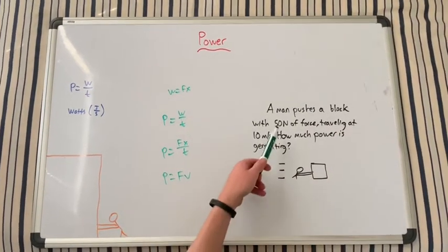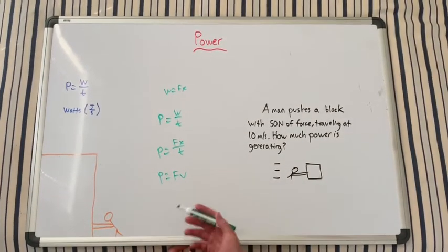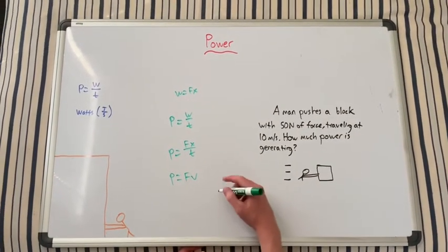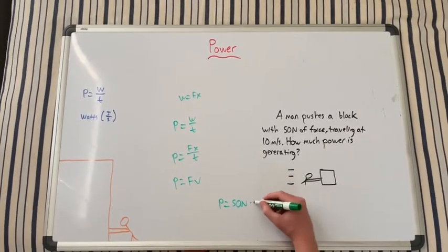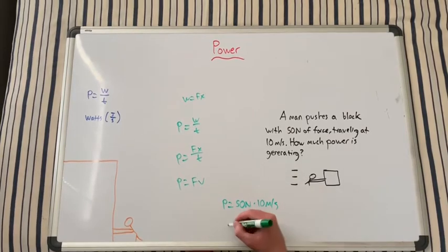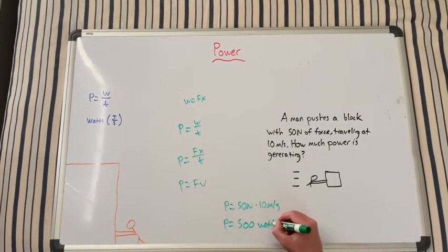Well, we know the force, 50 newtons, and we know the velocity they're traveling at, 10 meters per second. So we can now find the power that is being generated by multiplying 50 newtons times 10 meters per second. And we get a power of 500 watts.